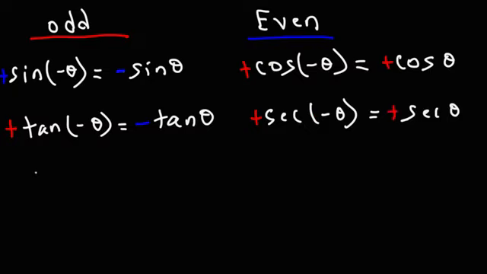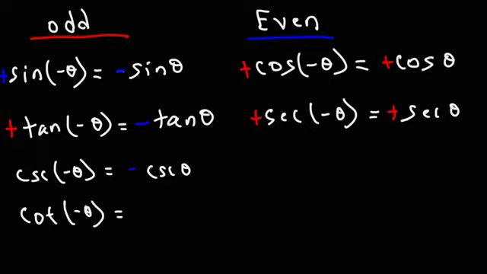The reciprocal of sine is cosecant. So since sine is an odd function, cosecant will be an odd function as well. Now, since tangent is an odd function, the reciprocal of tangent, which is cotangent, is going to be an odd function as well. Cotangent of negative theta is going to be negative cotangent of theta. So those are the even odd functions. The 2 even trigonometric functions are cosine and secant, but the other 4 are odd.